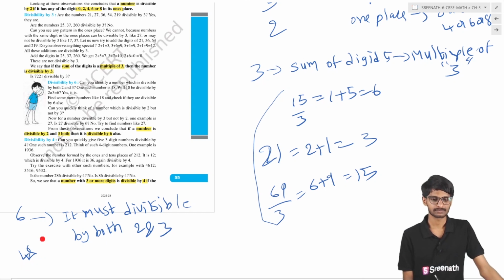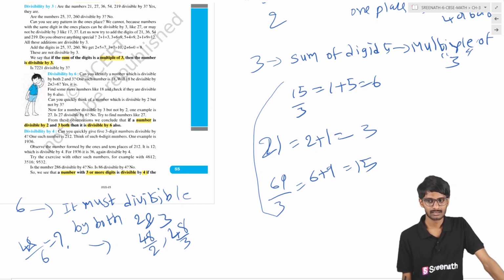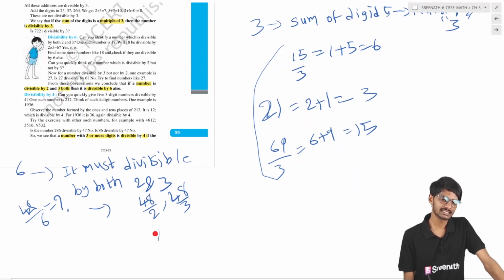Take 48. Is it divisible by 6 or not? We have to find it. So for that, first what we have to do? We have to try to divide it with 2 and we have to try to divide it with 3. In both the cases, if the answer is yes, then it is divisible. Is it divisible by 2? Yes, there is 8 in the ones place. So yes, it is divisible.